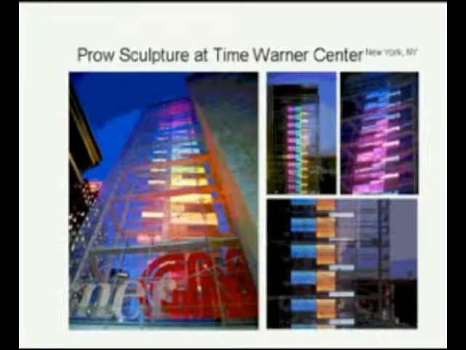Another sculpture is the Prow sculpture in New York City at the southwest corner of Central Park at Columbus Circle. The Prow on the Time Warner Center. The various edge-lit pieces within the prow change color over time, and in fact form a clock that, if you're able to interpret the colors correctly, tells you the time.